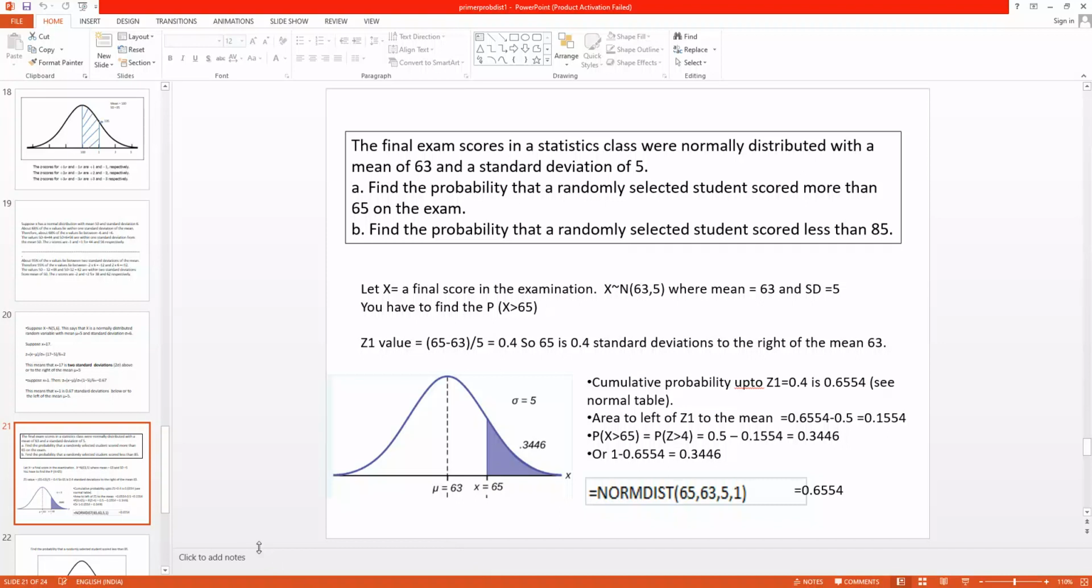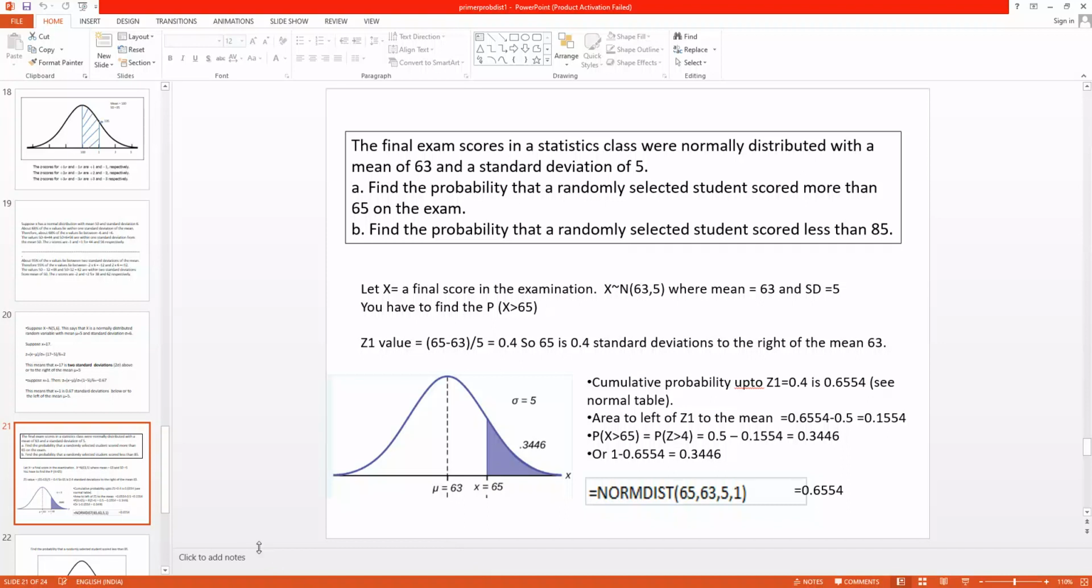So what does the distribution look like? So x tends to normal distribution, mean of 63 and standard deviation of 5, which is what is given to us in this problem. So for the first section, you have to find the probability of x greater than 65. So Z1 value will be x minus mu over sigma, which is 65 minus 63 by 5, which is 0.4. So 65 is 0.4 standard deviations to the right of the mean, which is 63.